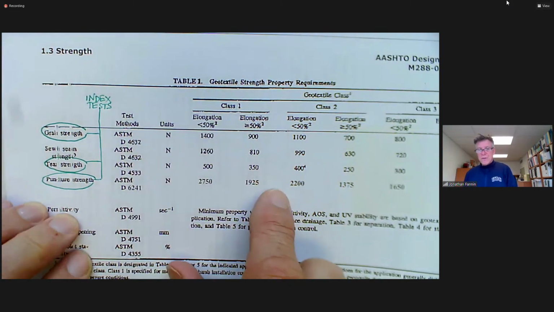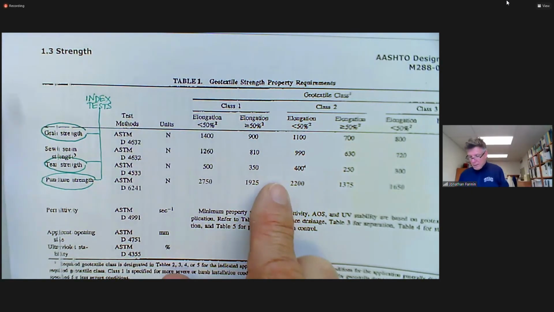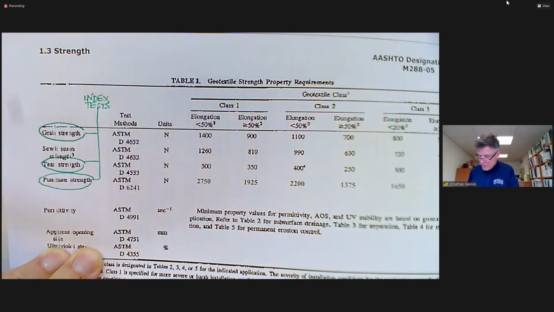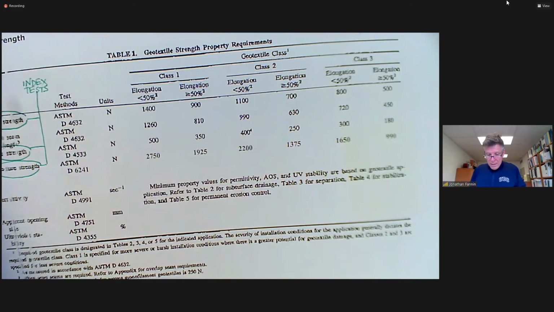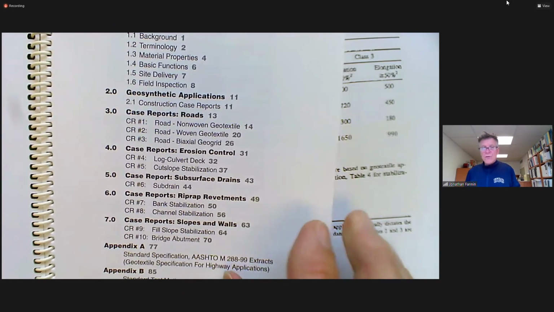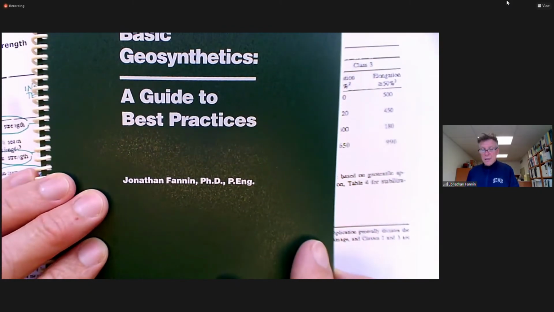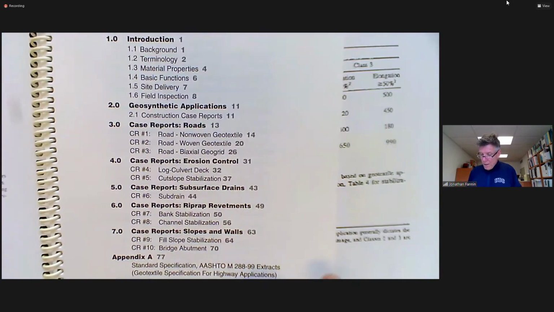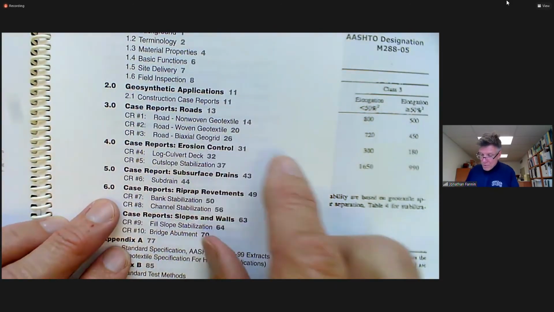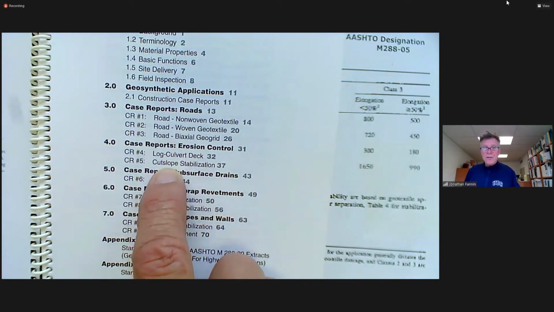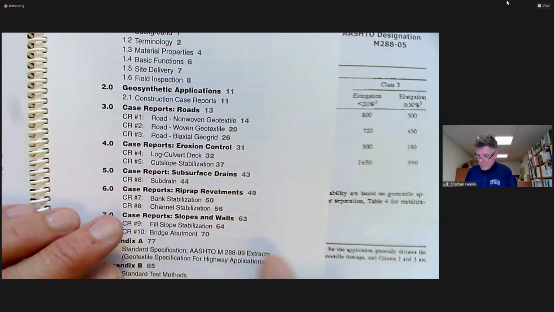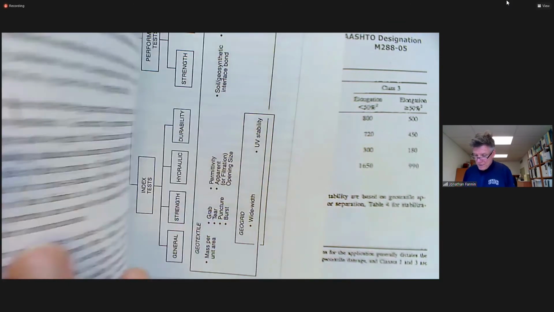And I'm fairly confident with this, and I'll tell you why. This was a neat little assignment that kept me and a co-op student honest one summer. I got engaged by the forest sector in British Columbia to advise on geotextile applications in forest engineering. For that, myself and a co-op student went out and visited a bunch of roads, log culverts, cut slopes, subdrains, channel and bank stabilization, all the way through to a bridge abutment. And we went and visited.